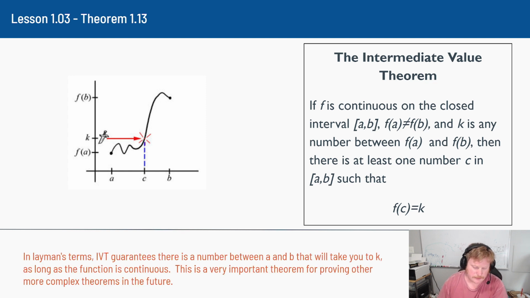And in layman's terms, we could say that the IVT, which is short for intermediate value theorem, guarantees that there is a number between a and b that's going to take me to k, as long as the function is continuous. And this is, like I said, a very important theorem that's used for proving other theorems in the future.